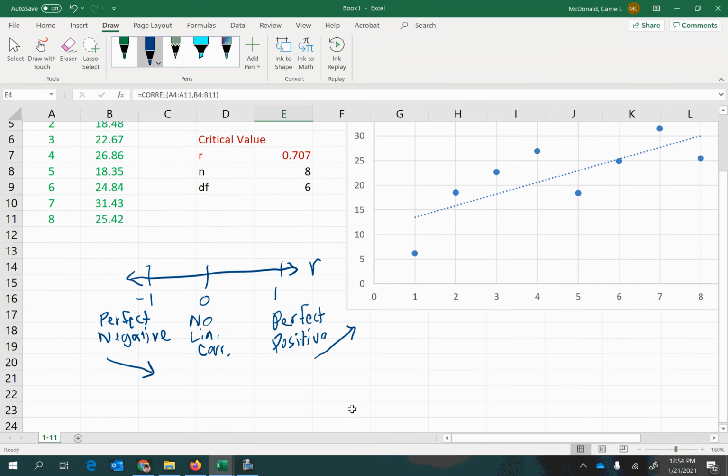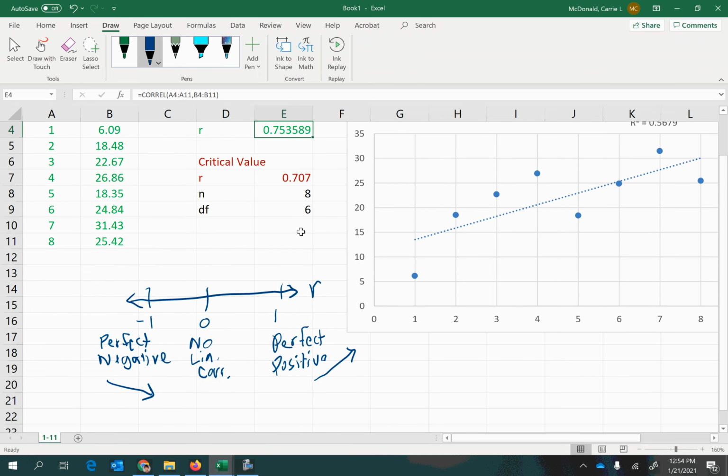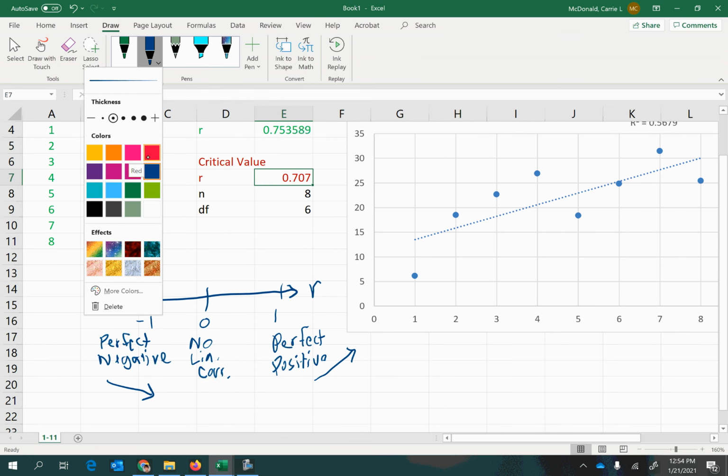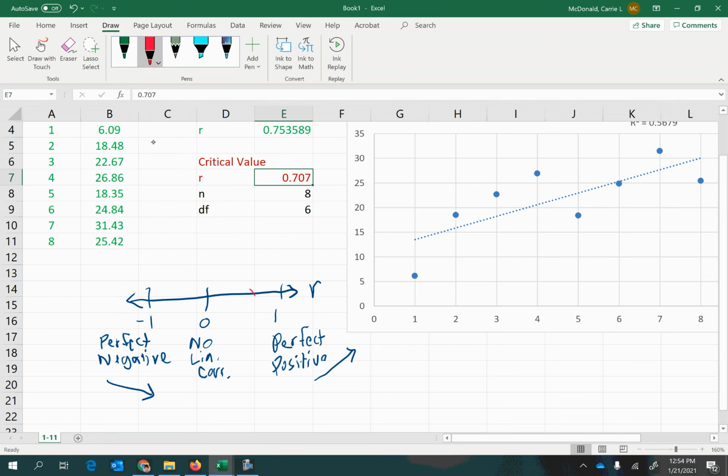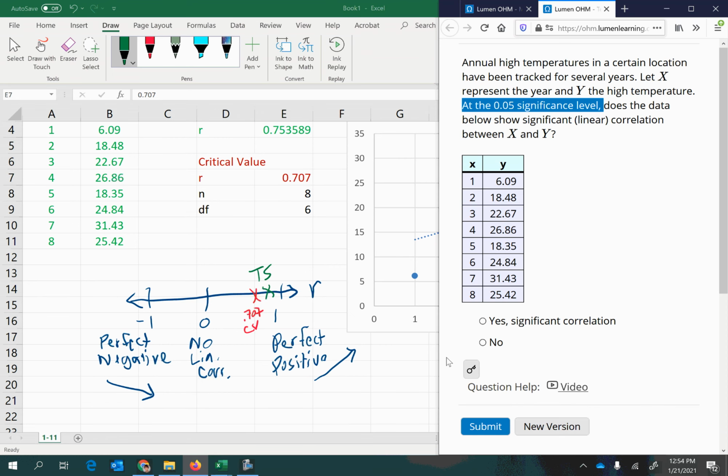All right, so that's what we're looking at. That's the scale. Now, where do our numbers fall on that scale? We know we have to meet or beat 0.707. So you might say that your critical value is somewhere around here, 0.707, critical value. And now looking at our test statistic of 0.754, the test statistic is closer to +1 than the critical value is. So we've made it. We have significant linear correlation. So based on that, we answer the question, yes, there is significant correlation.